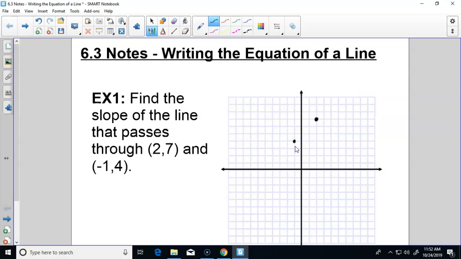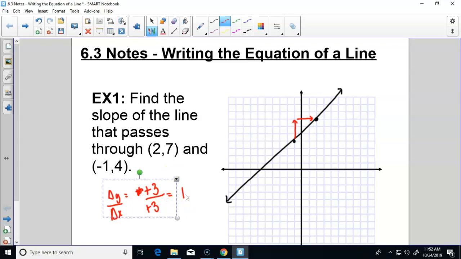So (2, 7) and (-1, 4) would look like this. This would have a line through it here. And one thing that we have done is rise over run. So we would go up 3. Our change in y would be a positive 3. And our change in x, our run, that would be to the right 3. So that would give us 3 over 3, which is 1. Okay, so that's one way we have learned to do this.